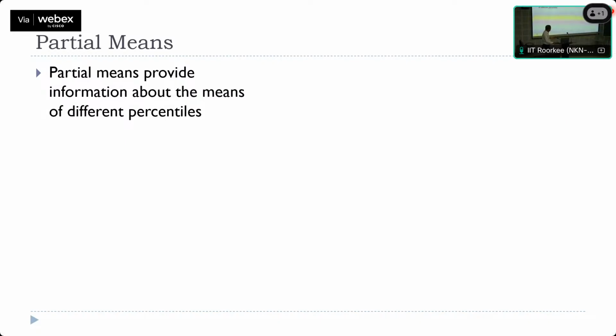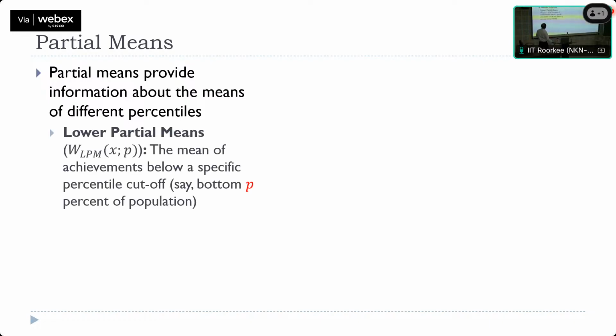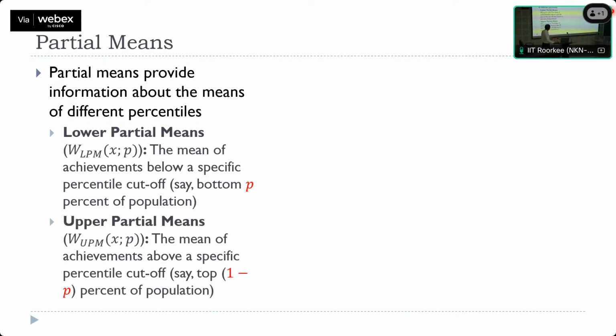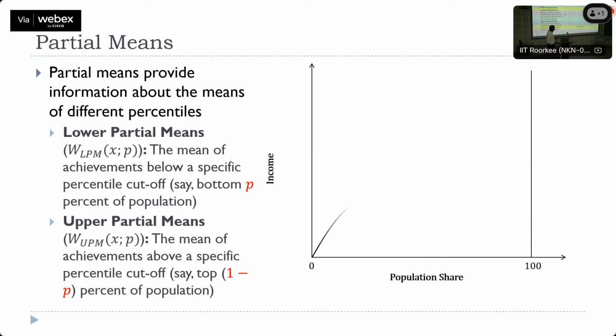Now, how do you get that in terms of the picture? So we define something called the lower partial mean. This is the mean or the average achievement below a specific cutoff in the percentile. Say mean income, or average income, of the bottom 10%. An upper partial mean is the mean of the achievement above a specific percentile cutoff. In terms of the graph, what do you get? You have this quantile function. Suppose you have this bottom percentile, which is P prime, so the bottom 10%, and there P double prime, suppose you have 90%. So it will give you the top 10%, right?